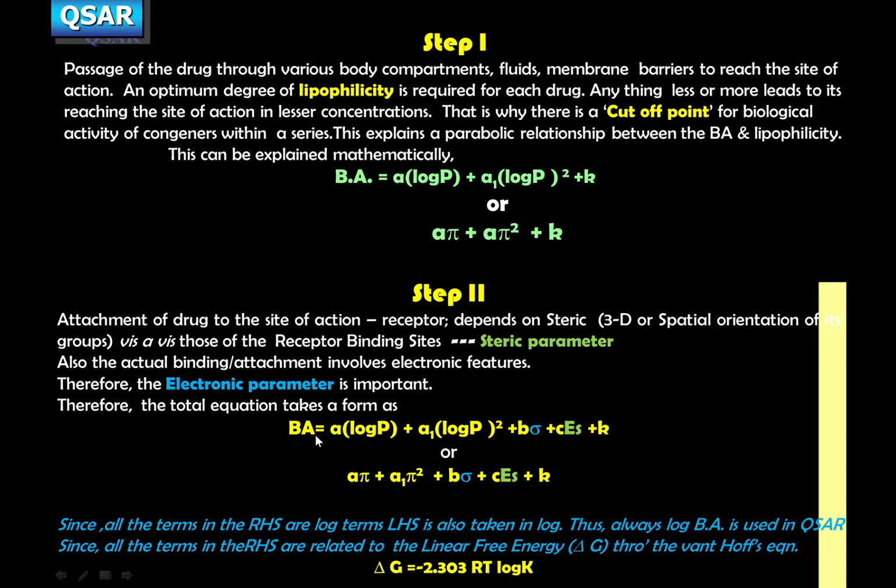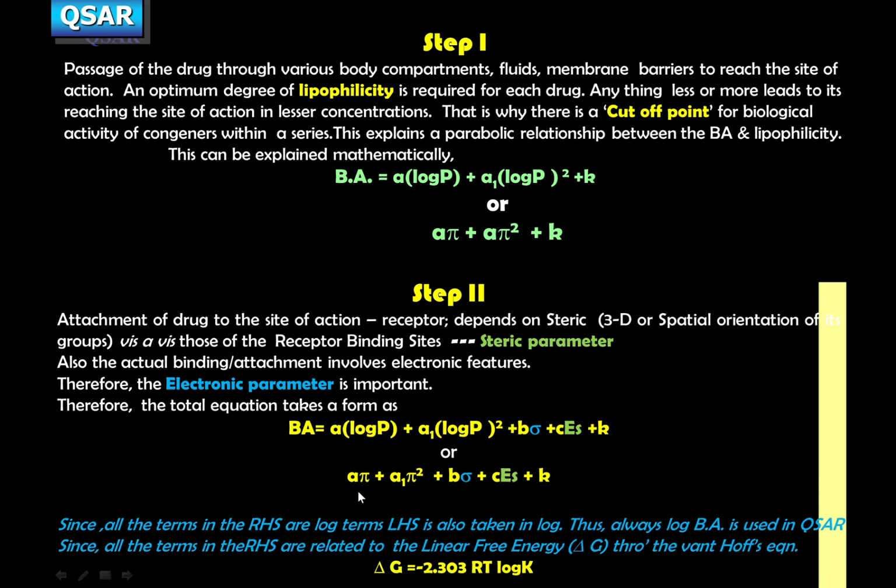So the equation becomes: biological activity is a function of A log P, that is the partition coefficient, or you can take Hansch's lipophilicity parameter, you can take a single term, you can take a square term, and the Hammett constant and the steric constant. So it is correlated in this way. And since all these terms, if you go into details, are all log terms.